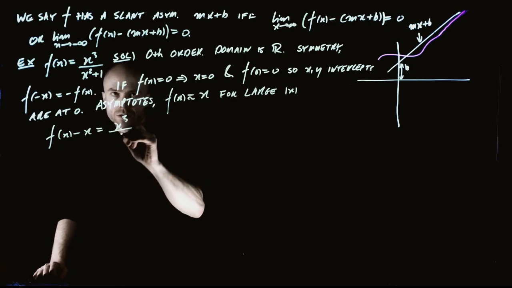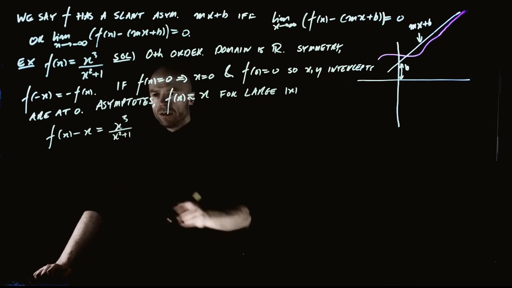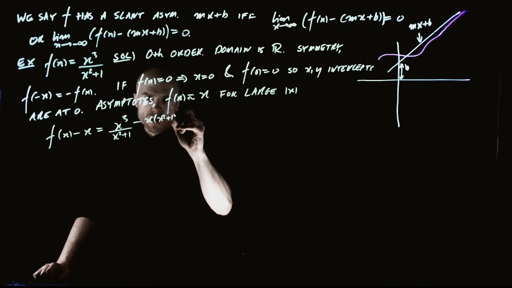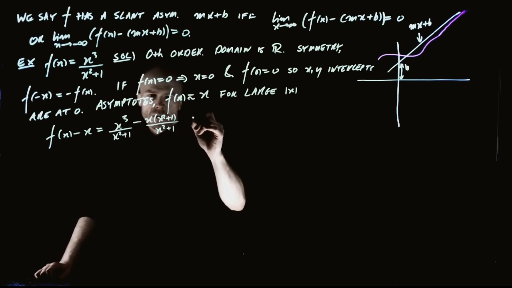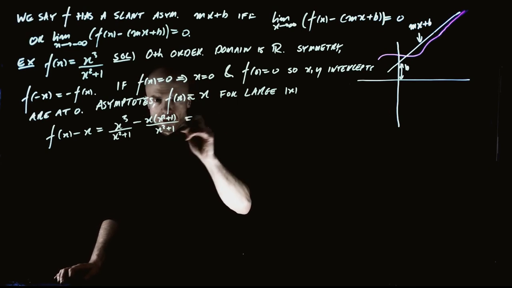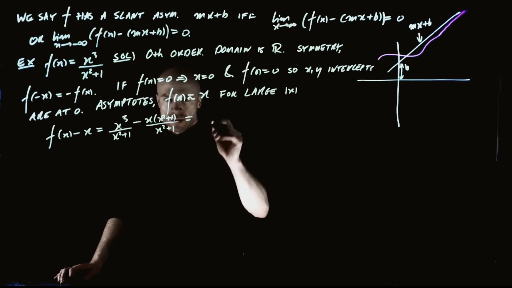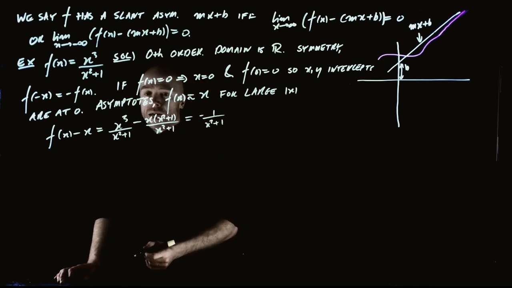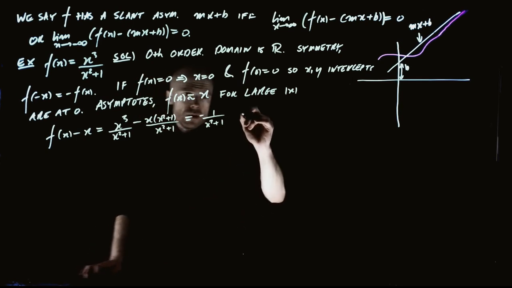x to the 3 over x squared plus 1. And then let us subtract x squared plus 1 over x squared plus 1, because this is the same thing. And then what do we have from this? The x's, the 3's cancel, and we're just going to have minus 1 over x squared plus 1. And this thing is going to tend to 0.